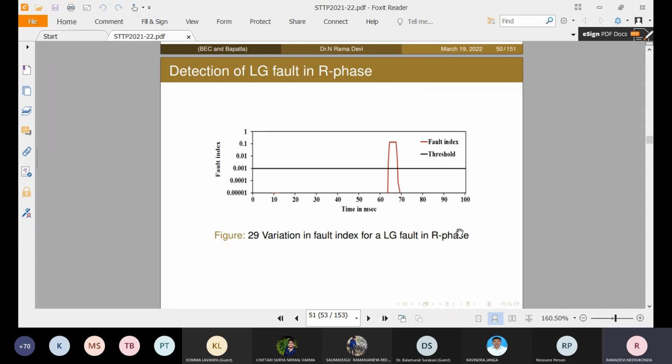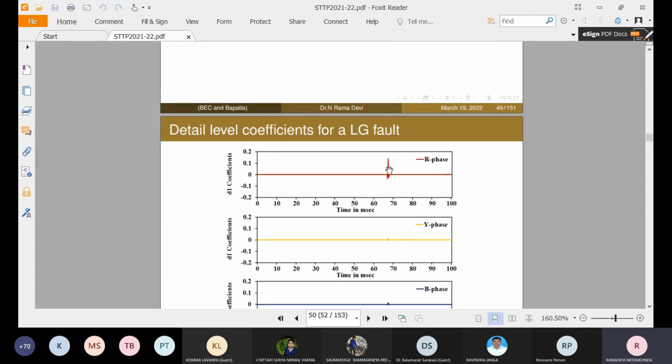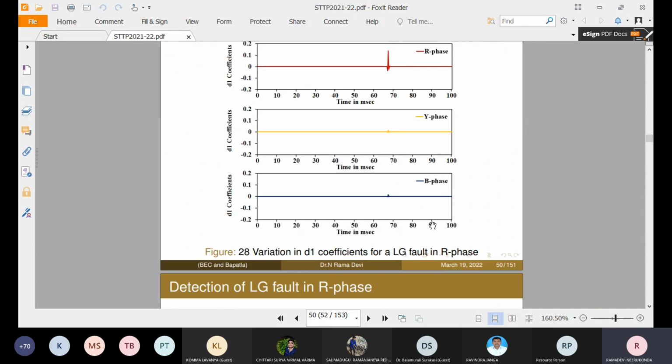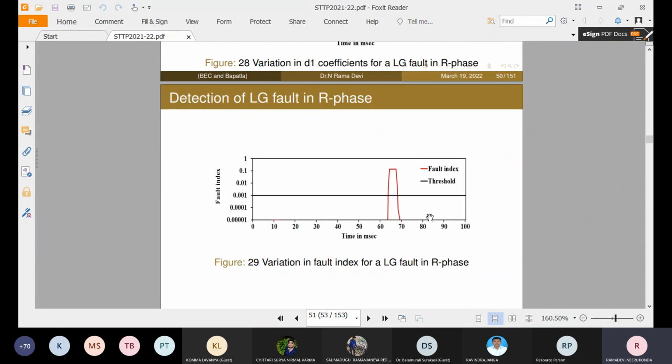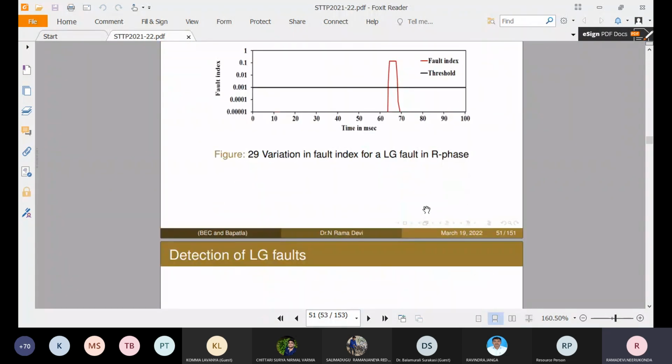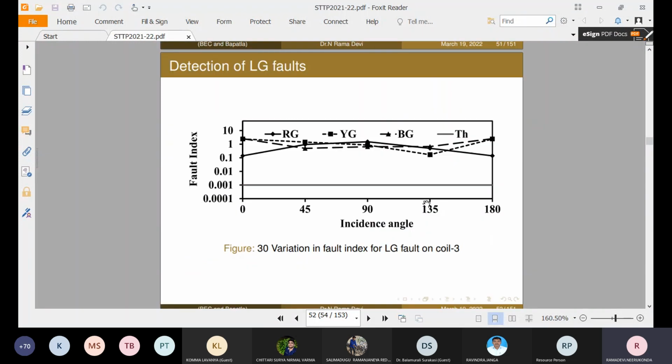And which phase the fault has happened in, we can also identify from which phase has the maximum value of peak absolute detail level coefficients. So this is the variation of fault index for an LG fault on a coil 3 with the switching instance in steps of 45 degrees.